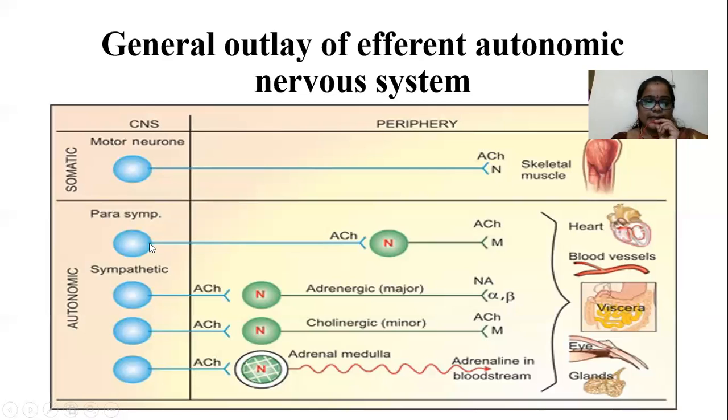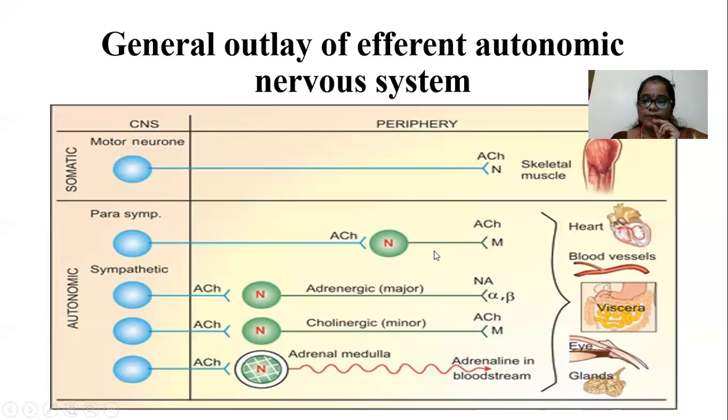Here the parasympathetic preganglionic neurons release acetylcholine as the neurotransmitter. That acetylcholine binds with nicotinic receptors, and those receptors are located on the autonomic ganglion. Next, the parasympathetic preganglionic nerve terminals make a synapse with postganglionic neurons in the autonomic ganglion region. In the autonomic ganglion region, the presynaptic preganglionic neurons make a synapse with postganglionic neurons.